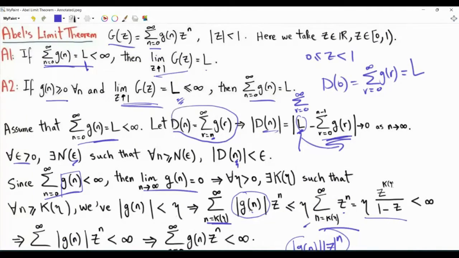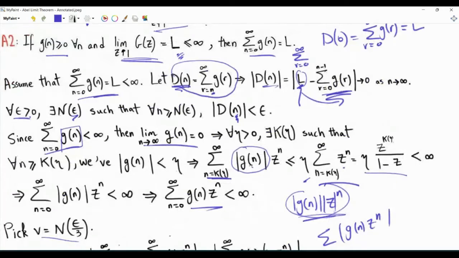We defined d of n as the summation of g of r starting from r equal to n. And we discovered that the limit of d of n as n tends to infinity is 0, which means that for any strictly positive epsilon, there is a corresponding big N such that whenever small n is greater than or equal to big N, this magnitude is less than epsilon. So we will choose v to be N of epsilon over 3.